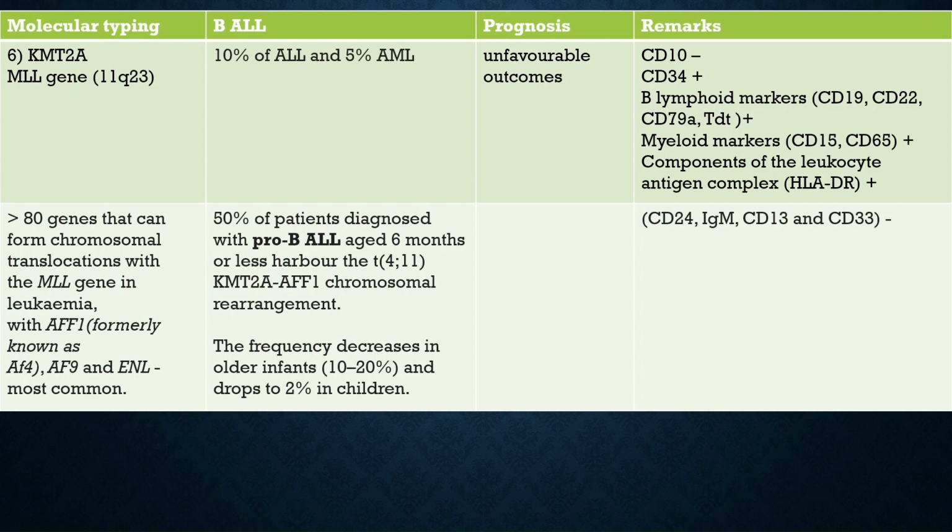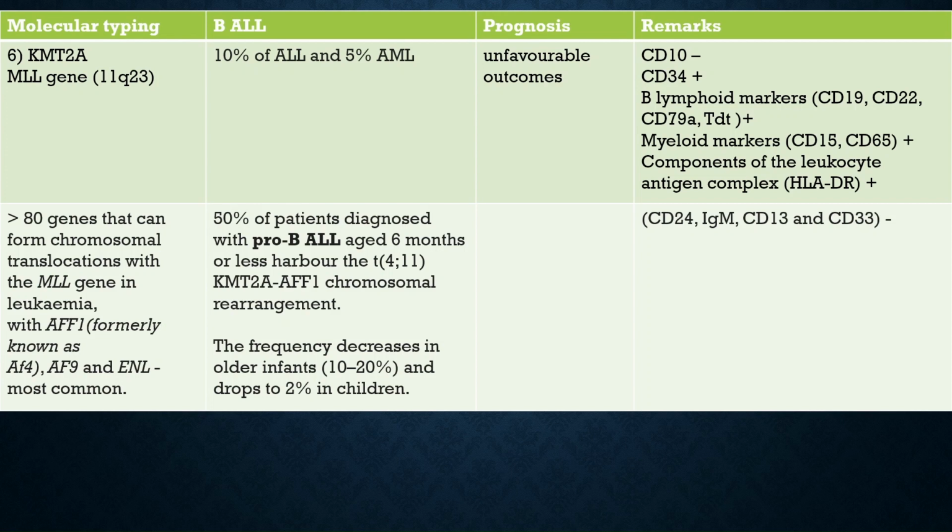The most common gene translocations are AFF1, formerly known as AF4, AF9 and ENL. These three are the most common. 50% of patients diagnosed with pro-B ALL aged 6 months or less harbor this translocation, t(4;11) KMT2A-AFF1 chromosomal rearrangement. The frequency decreases in older infants to 10 to 20% and drops to 2% in children. It has an unfavorable prognosis.